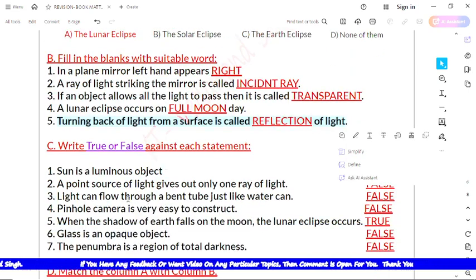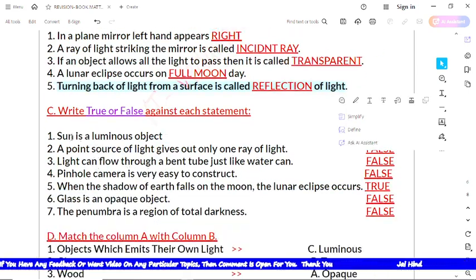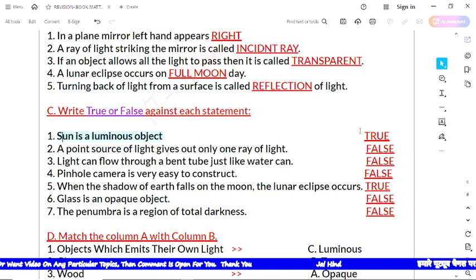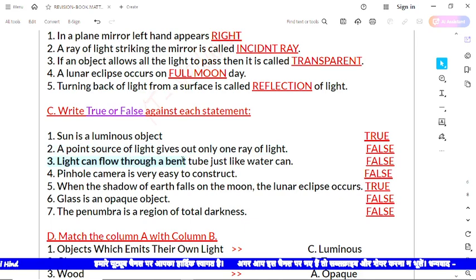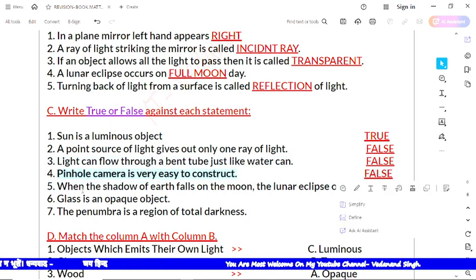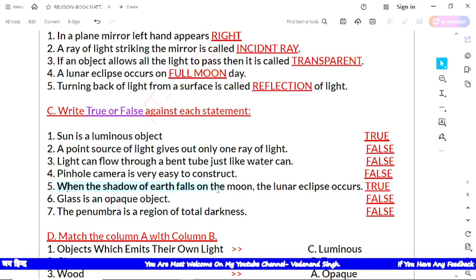Now there is true or false. The first question: the sun is a luminous object, that is true. The next: a point source of light gives out only one ray of light, that is false. Now the next: light can flow through a bent tube just like water can, false. Now the next: a pinhole camera is very easy to construct, false. This is not easy to construct. The next: when the shadow of the earth falls on the moon, a lunar eclipse occurs, yes, true.